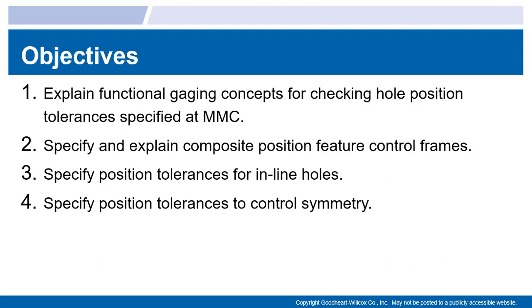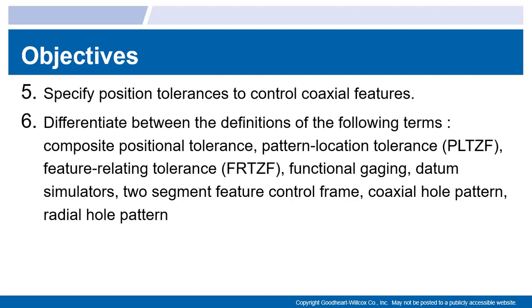Number 2, specify and explain composite position feature control frames or composite feature positional tolerance specifications. Number 3, specify position tolerance for inline holes. Number 4, specify position tolerances to control symmetry. Number 5, specify position tolerances to control coaxial features.